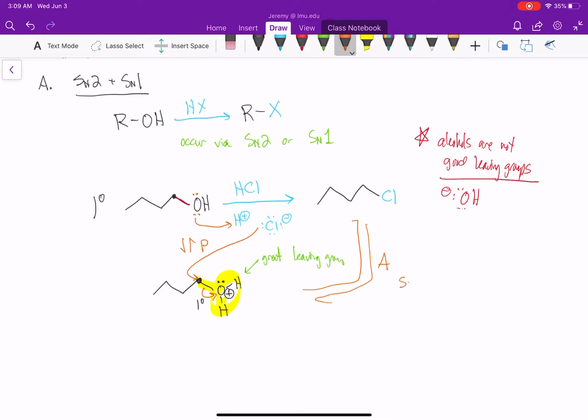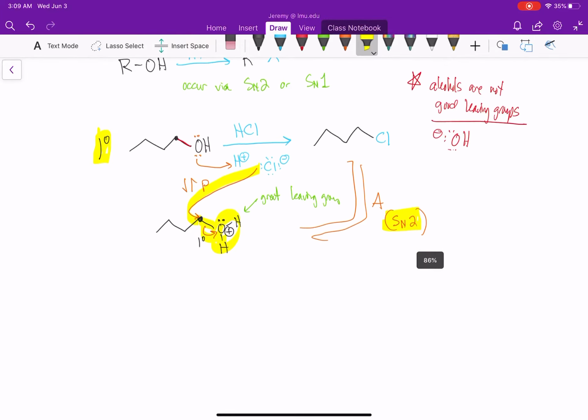So we attack, and this is really our SN2 reaction. Simple. So here we're doing the reaction, forming our alkyl halide, but because we started with a primary alcohol, the mechanism is happening via an SN2 process, where our chlorine attacks and then forces the alcohol to leave.